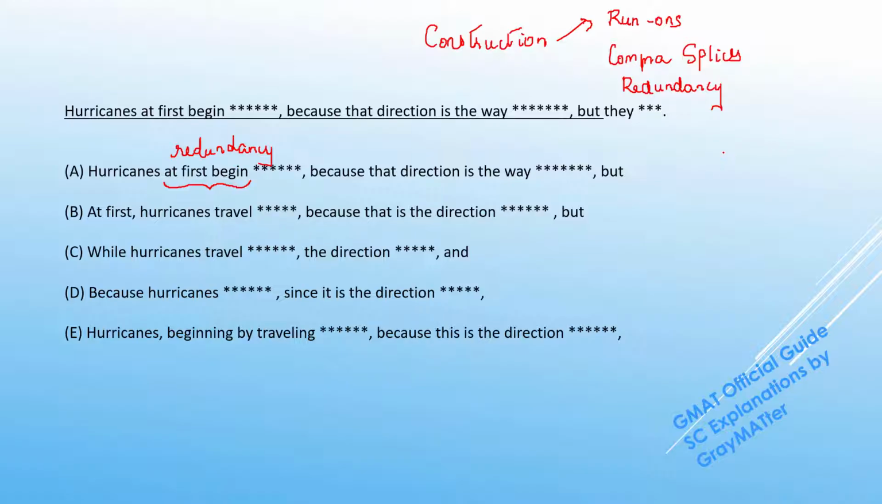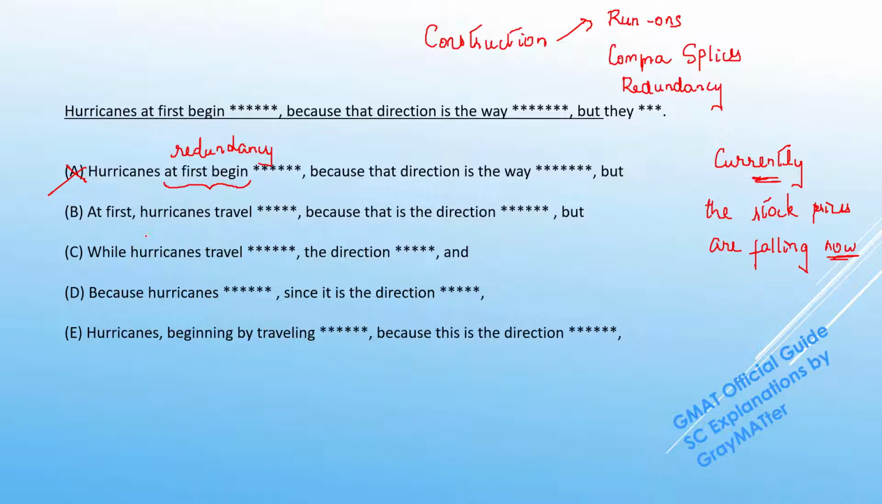For example, if I said currently the stock prices are falling now, we can see that currently and now are basically the same thing. So mentioning these two in the same sentence causes a redundancy. So in the same way, we can either say hurricanes at first do this or hurricanes begin doing this, but mentioning both of them causes a clear redundancy. So we can get rid of A.